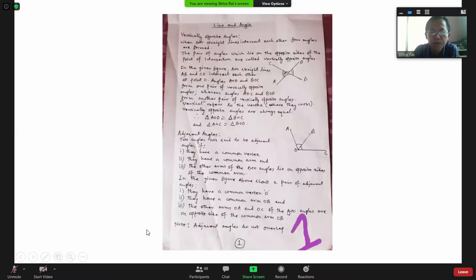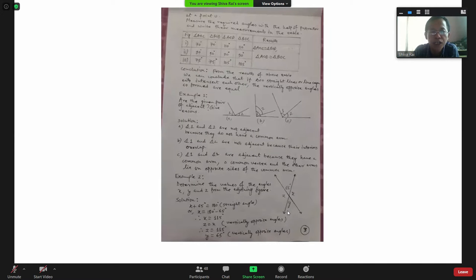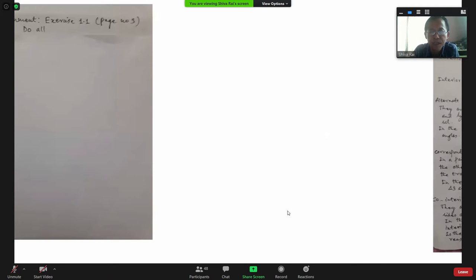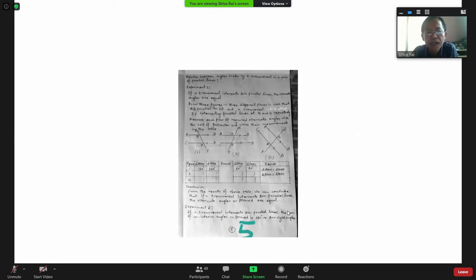This number 1 already we have done. Number 2 also. This 3 also here. All these things we have done. Next one, assignment also already I have given. And this also already we have done. Here, relation between angles made by a transversal in a pair of parallel lines.